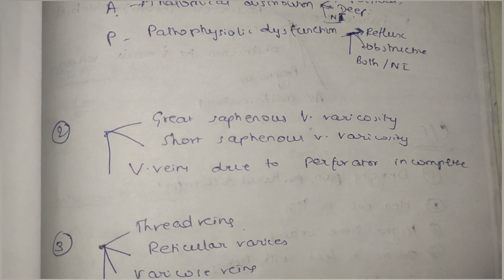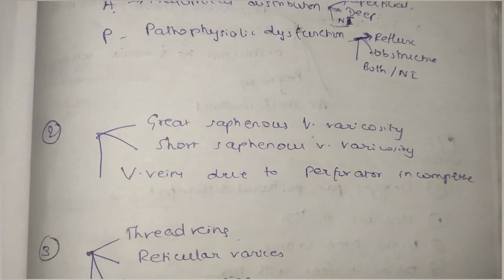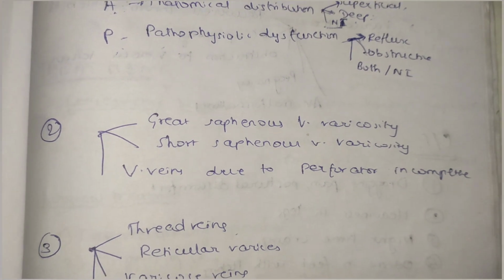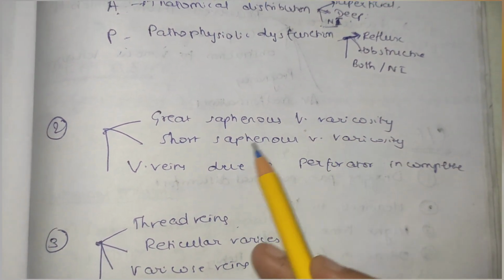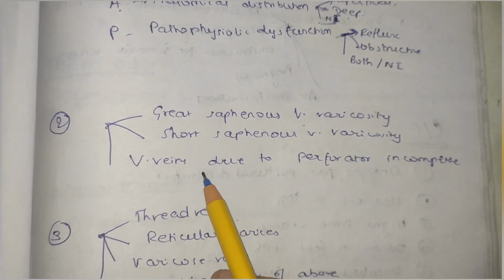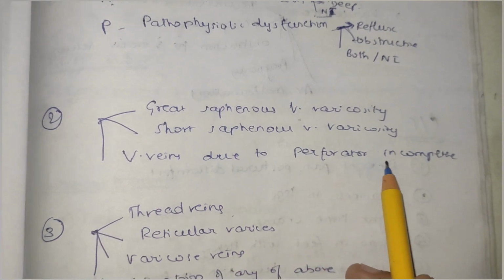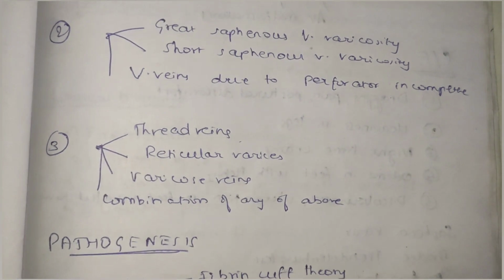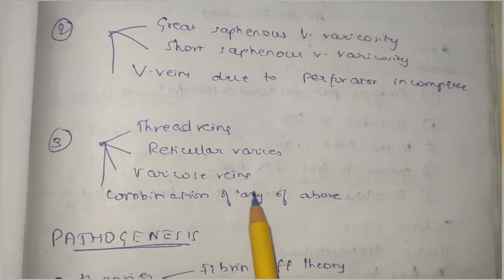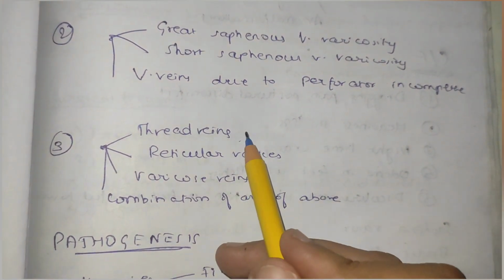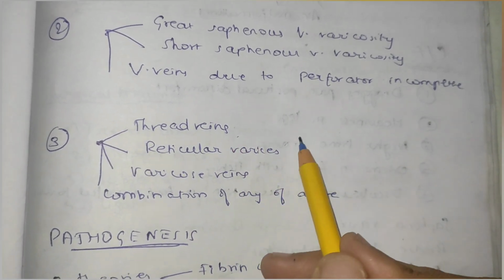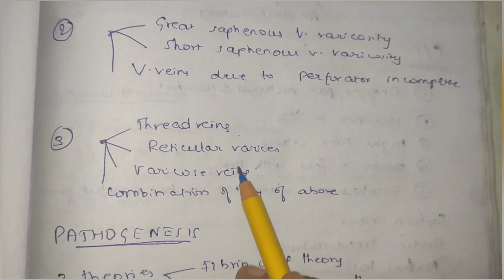So next type of classification is depending upon the veins. It may be great saphenous vein varicosity, short saphenous vein varicosity, or varicose vein due to perforator incompetence. The third type of classification, depending upon the diameter of the veins, is thread veins, reticular varices, varicose veins, and a combination of any of the above.